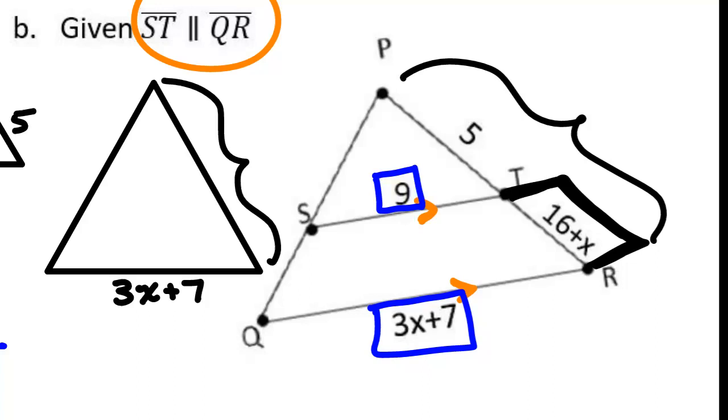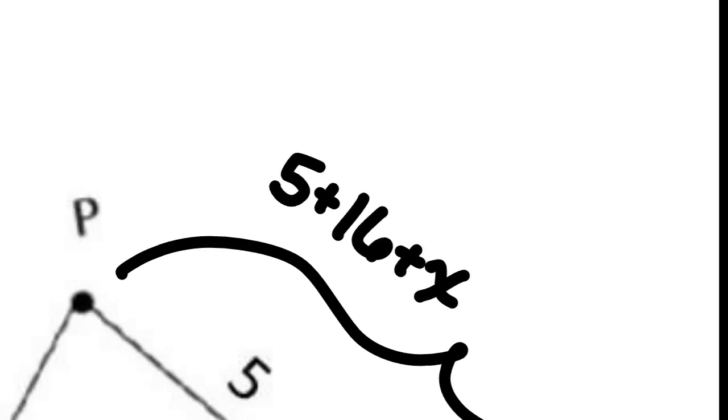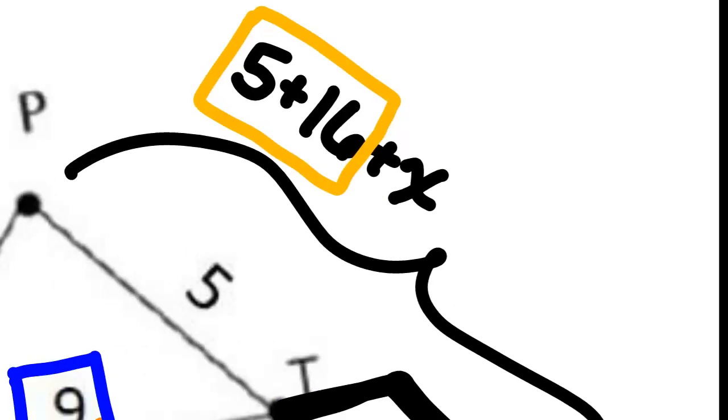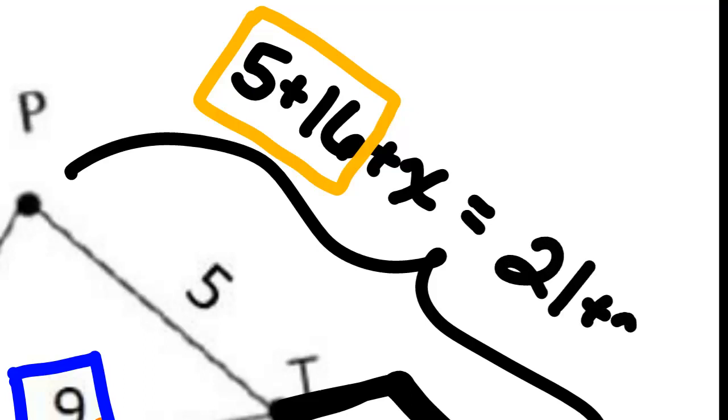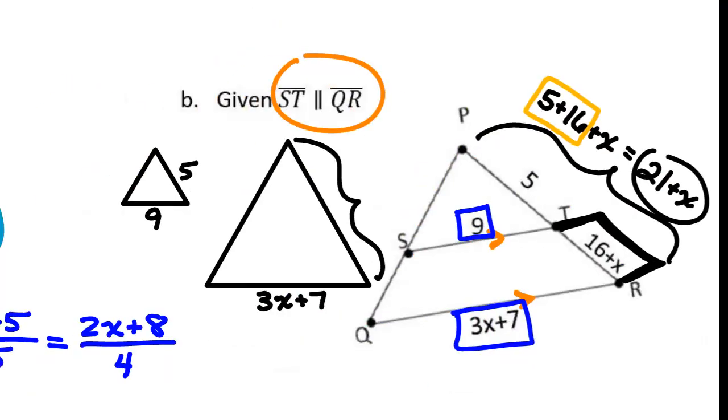What would I need to do to get that entire side? Add the 5 and the 16 together. We do 5 plus 16 plus x. 5 and 16 are like terms, so we can combine those. What is 5 plus 16? So I have 21 plus x on this side.